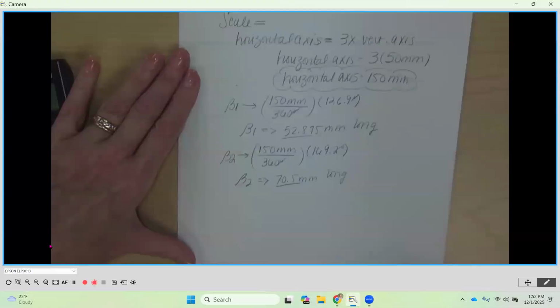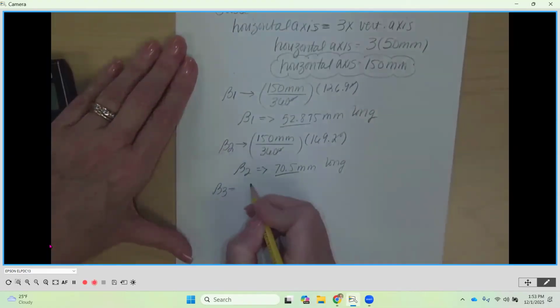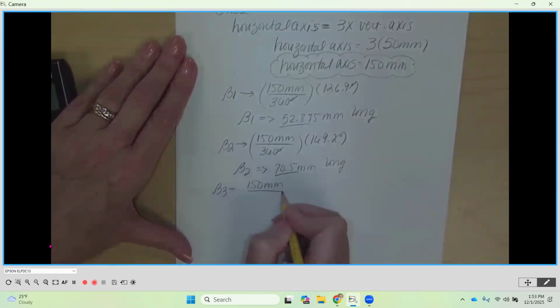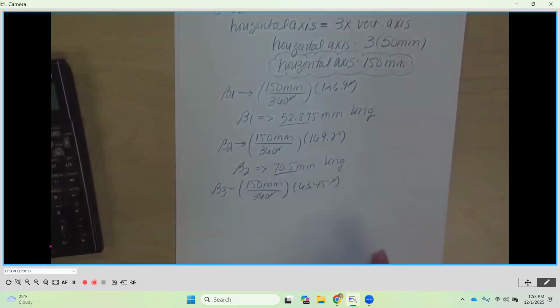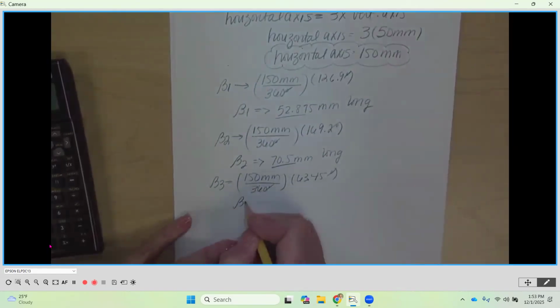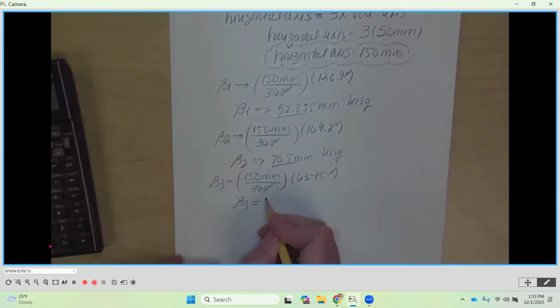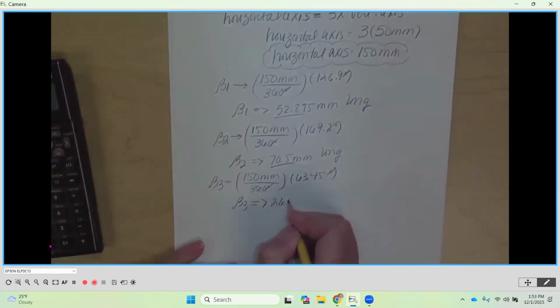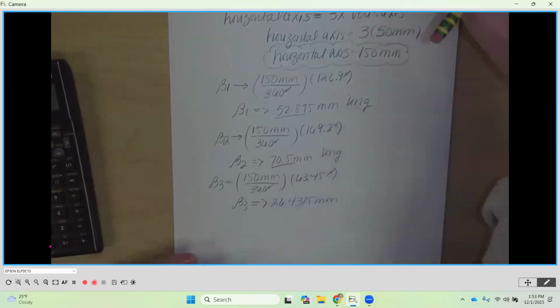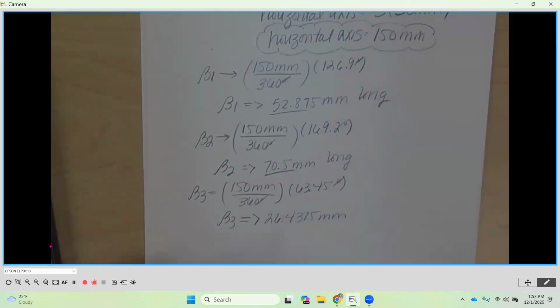And then beta 3 is going to be that same thing, 150 millimeters divided by 360 degrees times 63.45 degrees. Degrees cancel. And our beta 3 length should be 26.4375 millimeters. I know that's an extreme number of decimals, but that's what it would be.